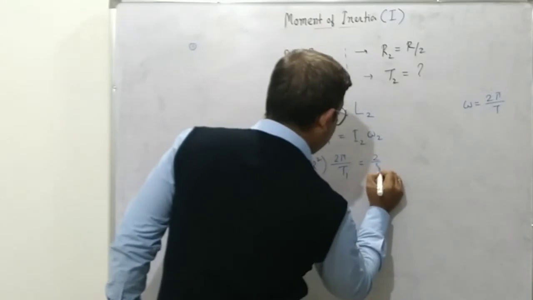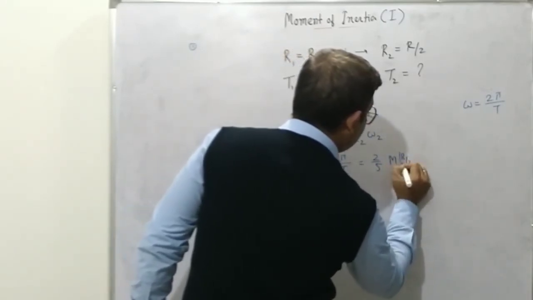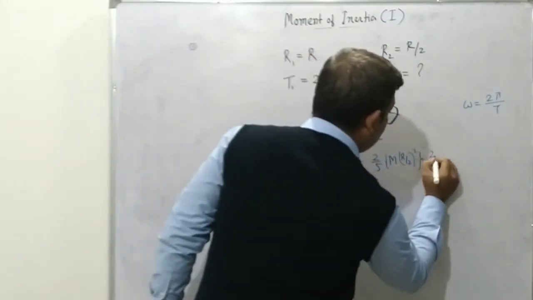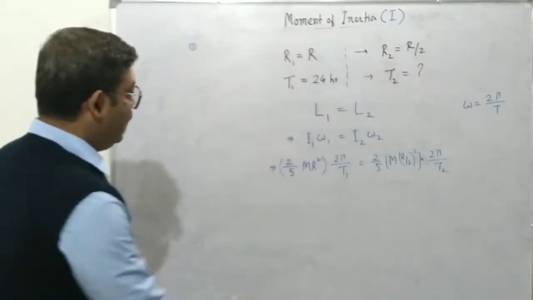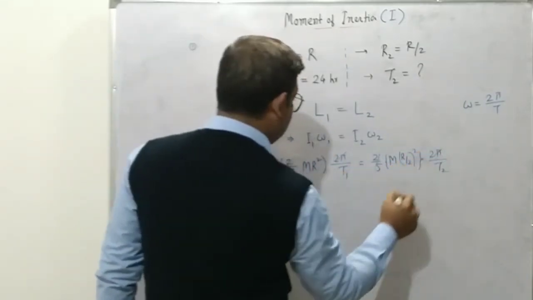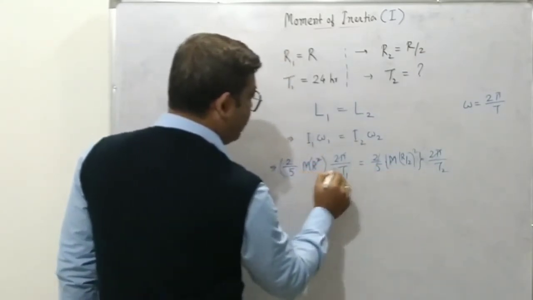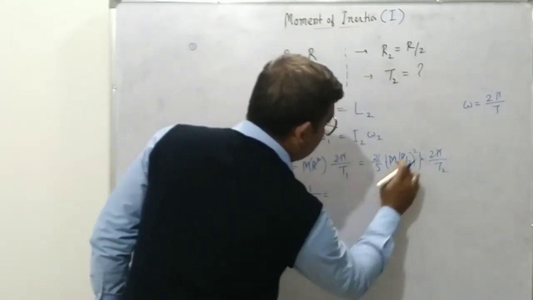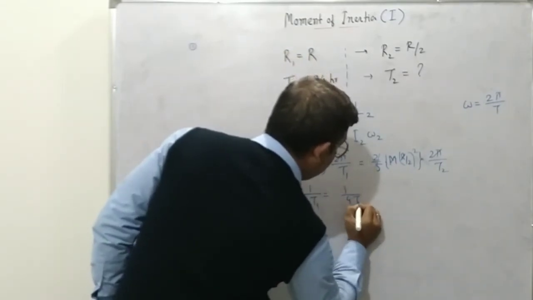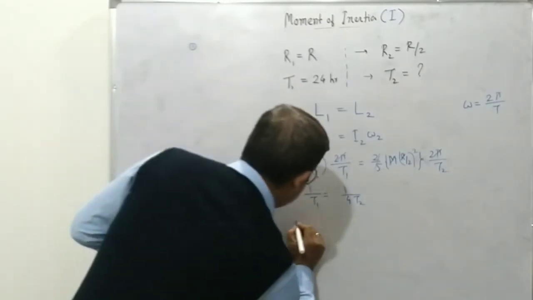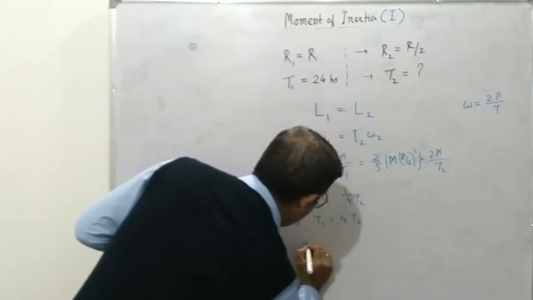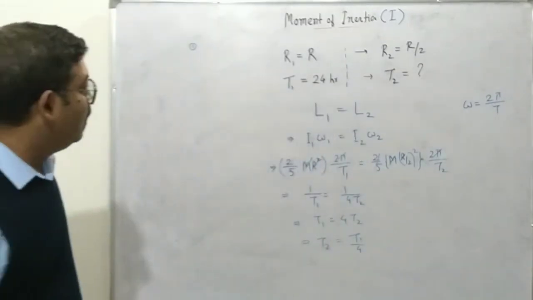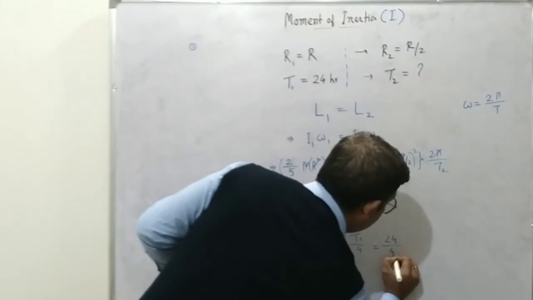This must be equal to 2 by 5 m into r by 2 whole squared, because the radius r2 is r by 2, multiplied by 2 pi by T2. Now we clearly see the 2 pi's will cancel, m's will cancel, r squares will cancel. So what do we have? 1 by T1 equal to half squared, that is 1 by 4 T2. This gives T1 equal to 4 T2, or the new time period T2 will be T1 by 4, which is 24 hours by 4, that is 6 hours.